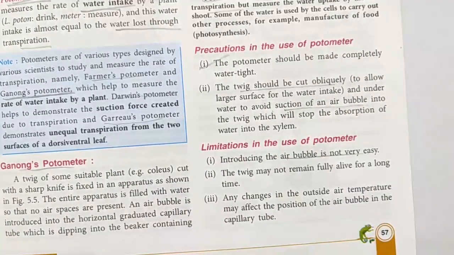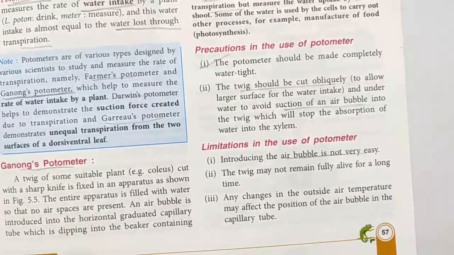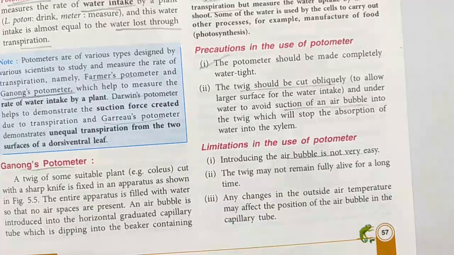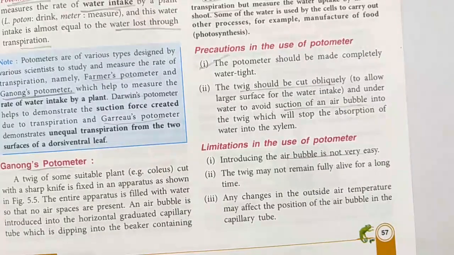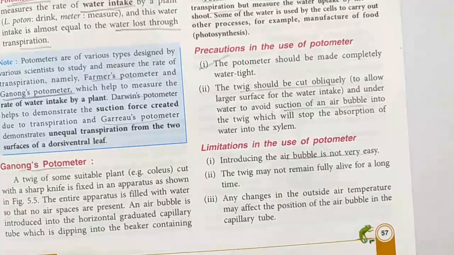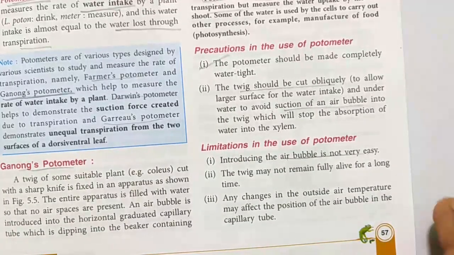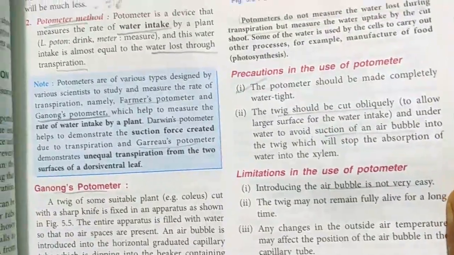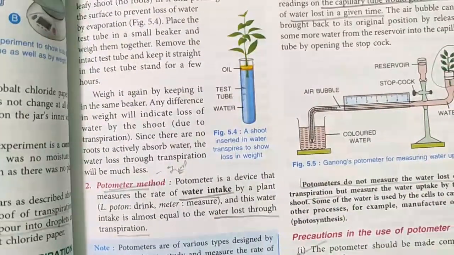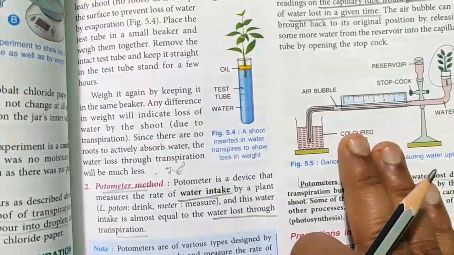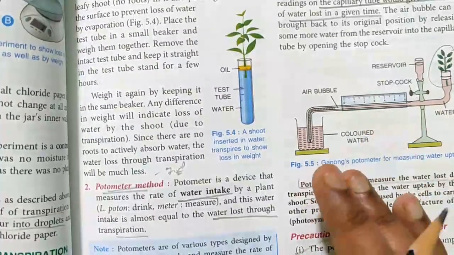So these three things are basically the limitations of the photometer. First, the air bubble cannot be introduced properly or easily. Second, the twig cannot stay alive for a long period of time. And third, if there is any change in the surroundings, it will affect your reading. That means the position of the air bubble in the capillary tube will get affected. So this is basically the Ganong photometer, and this part is generally asked in the board exam.